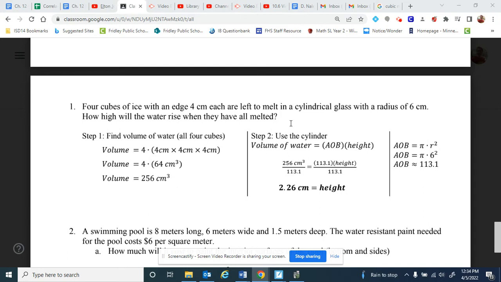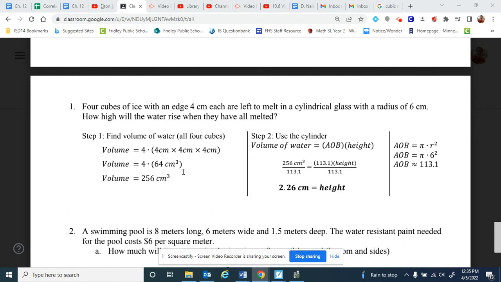So the first thing we want to do is think about the amount of space the ice cubes hold. So that's the volume. So we want to find the volume of our ice cubes. So to find the volume of a cube, it's going to be the area of the base multiplied by the height. And a cube has a square on the bottom. So that's going to be 4 times 4. And then the height of the cube is also 4, because a cube has all sides the same. So we take 4 times 4 times 4. So 64 centimeters cubed. That's the volume of each ice cube.